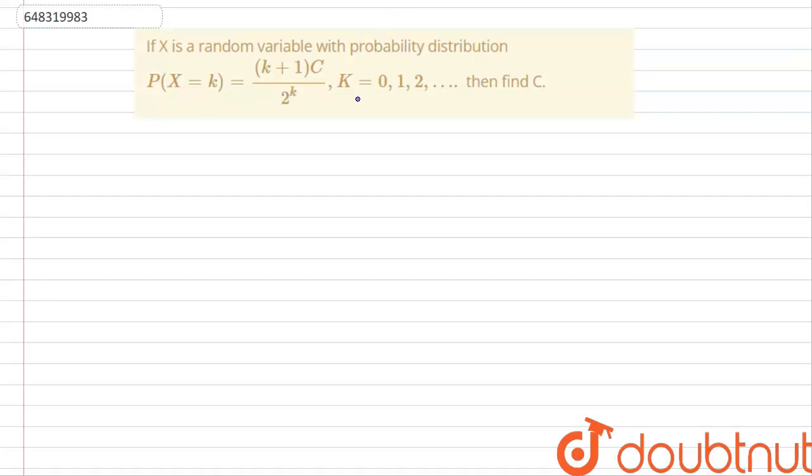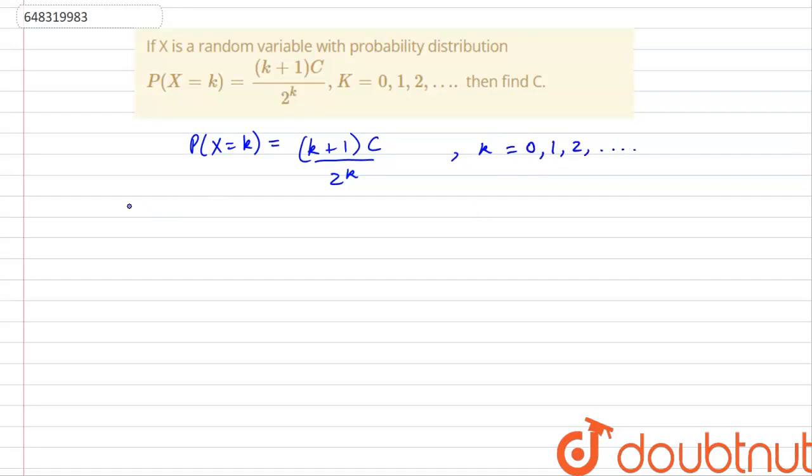It is given that if X is a random variable with probability distribution given by this function, then find the value of the constant c, where k can go from 0, 1, 2, and so on all the way up to infinity. So we have been given that the formula for P(X = k) is (k + 1) times this constant c divided by 2 to the power k, right? And k can take all the values 0, 1, 2, all the way up to infinity.